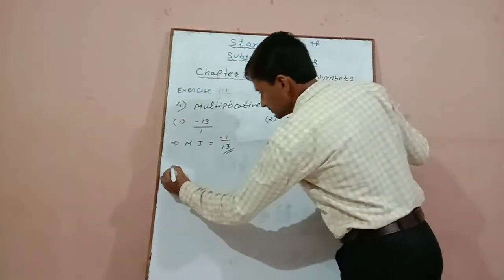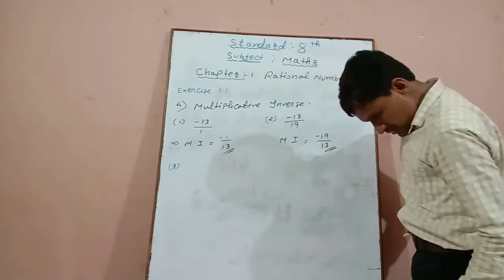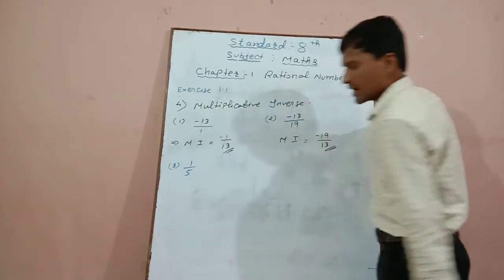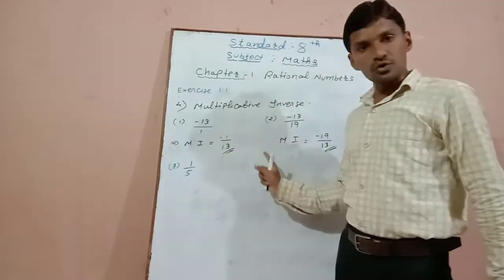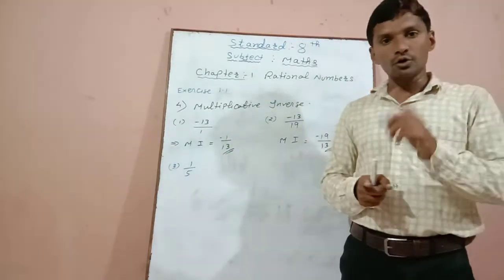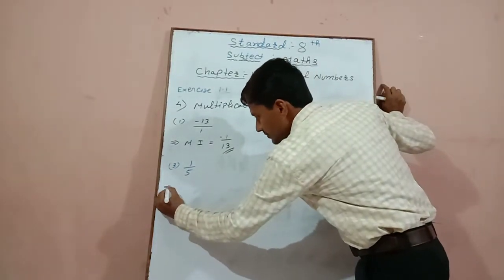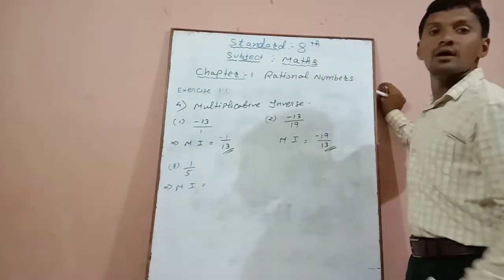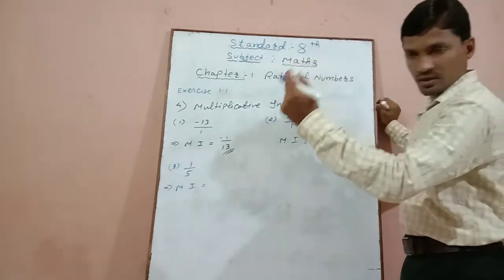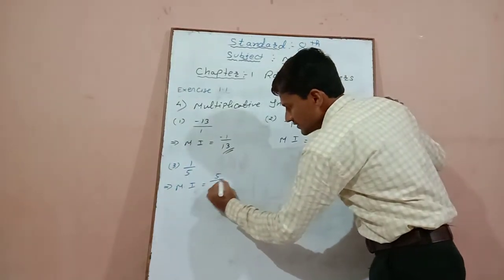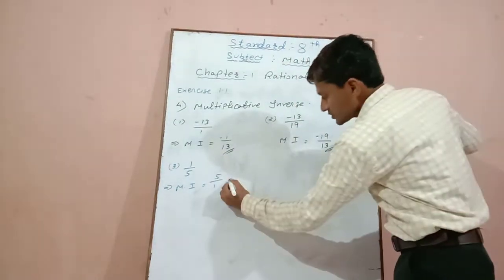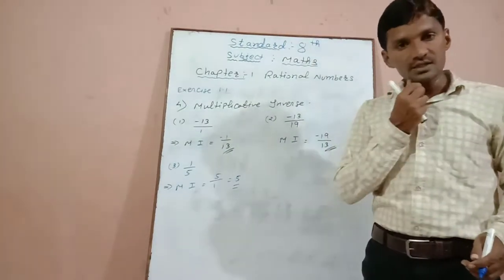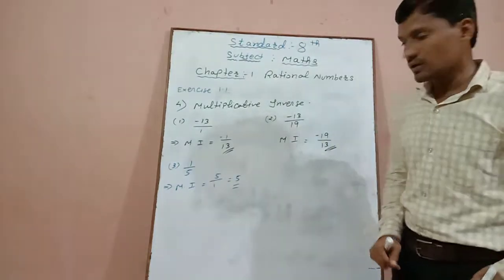Now the third question is 1 divided by 5. Again the same process is repeated. Numerator and denominator will be changed. So the multiplicative inverse is equal to, 1 will be on the denominator side and 5 will be on the numerator side. The answer will be 5 divided by 1. 5 divided by 1 means the answer is 5. So this is the answer of question number 3.